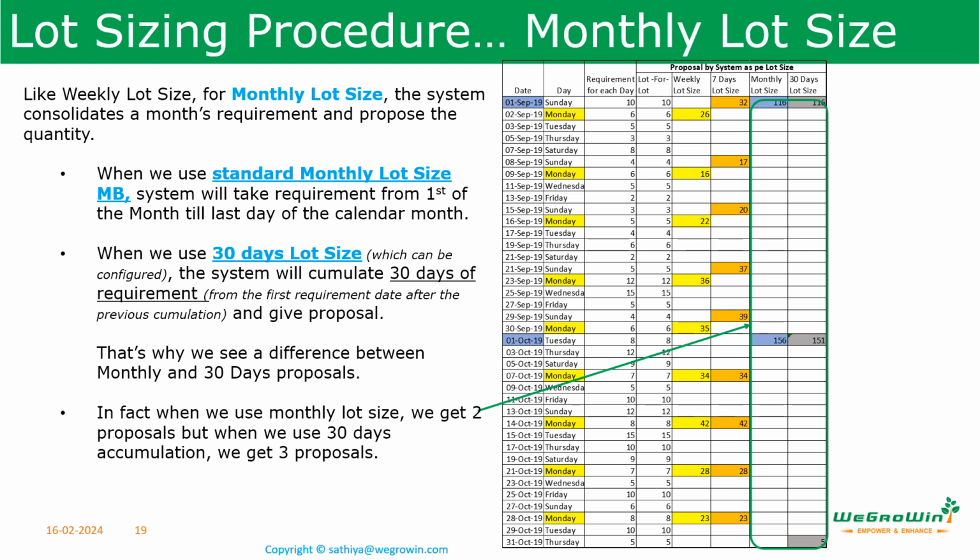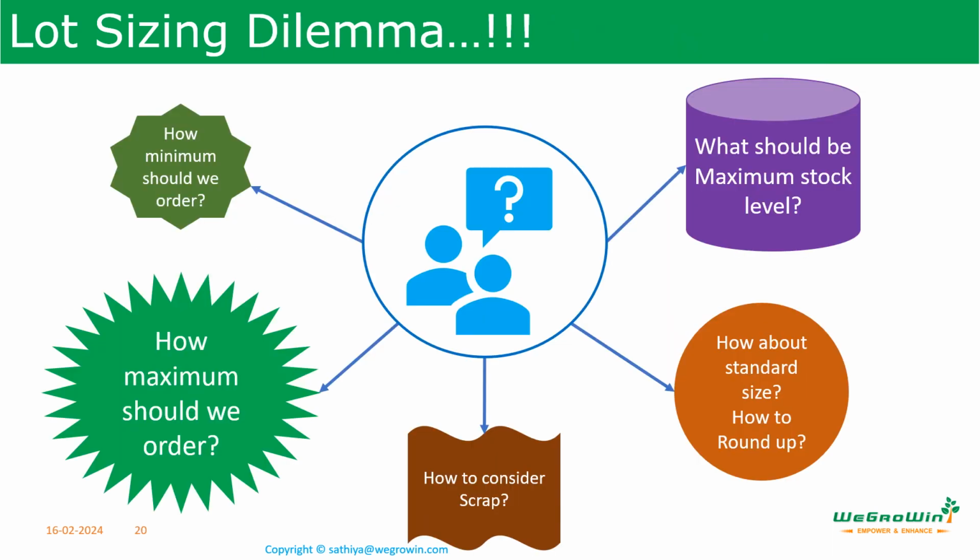So, this is the weekly lot size and 7 days lot size. Similarly, monthly lot size and 30 days lot size. Please be clear, right? You have to be very clear on using these lot size procedures. If you have doubts, please refer to these numbers here. What is the calculation? You will get more clarity.